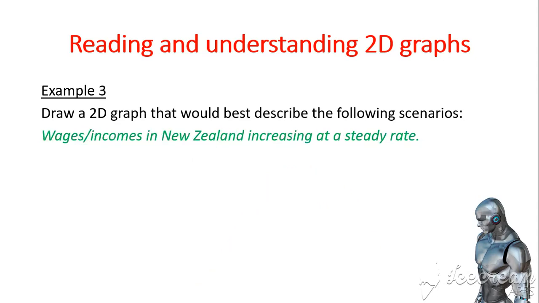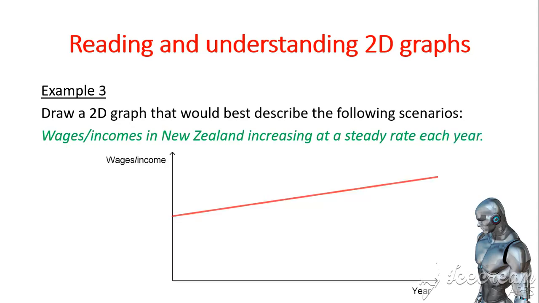Right, wages and income in New Zealand are increasing at a steady rate. Well, we're going to have the year across on the x-axis and the income on the y, and when we say steady, it's going up in a straight line at the same rate every year.